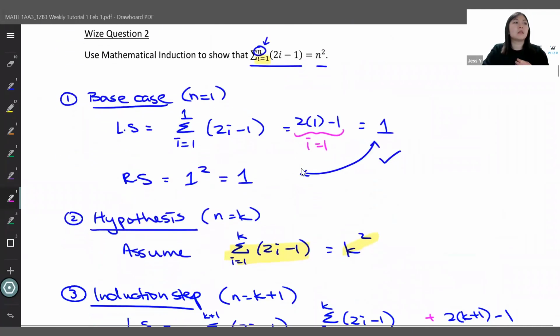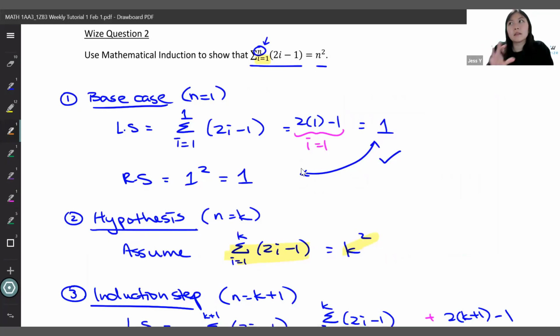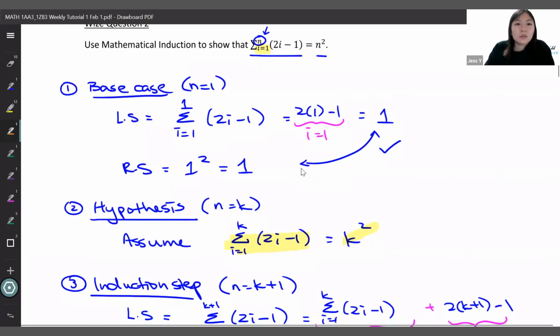Right here, mathematical induction, right? So mathematical induction, there's three big steps. I know your class, a lot of profs teach it in two. Three just makes it easier, I think. So three steps here, you have your base case, your hypothesis, and your induction step.